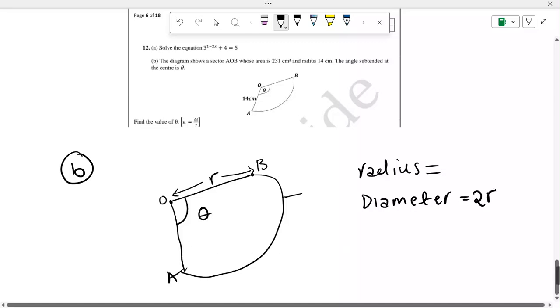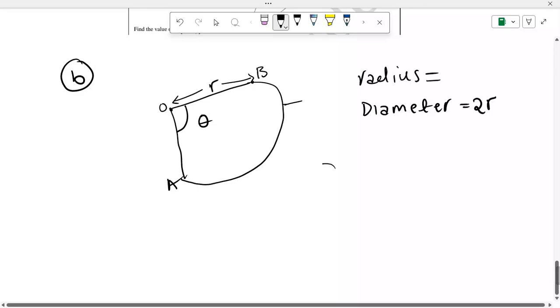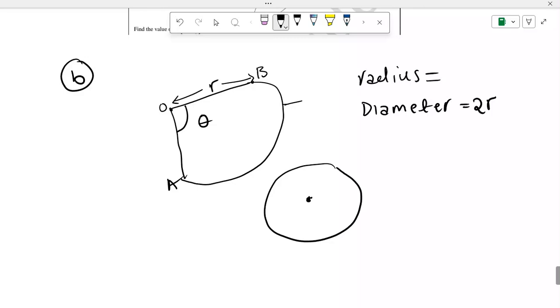Diameter is 2r. Say you have a complete circle, for example. Then this is your center, and this distance is r, and this other side is also r. So the total distance from this point A to B, the distance connecting two circumference points through the center, is called what? Diameter. So two radii, when you add them, give you the diameter.